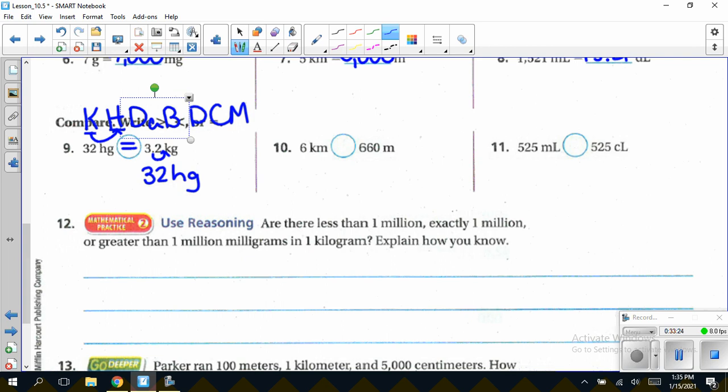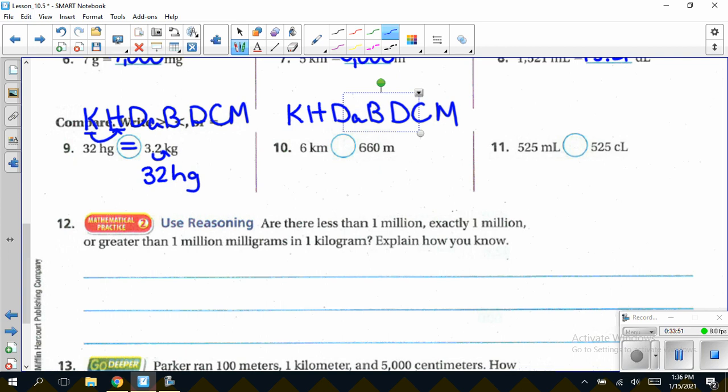For number 10, again, I'm just going to rewrite this. And this time, again, it really doesn't matter which unit of measure you want to convert. I'm going to go ahead and convert the 6 kilometers into meters, but we can convert the 660 meters into kilometers. It does not matter.